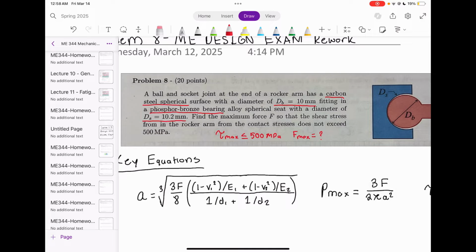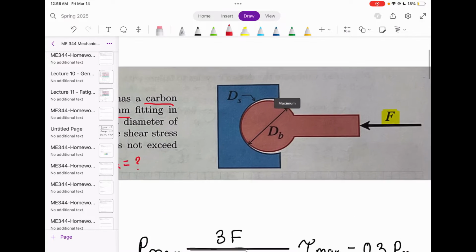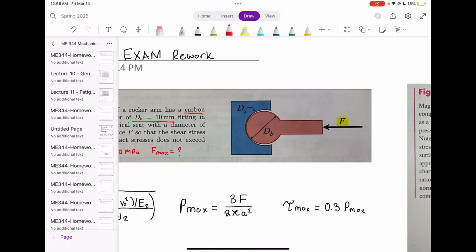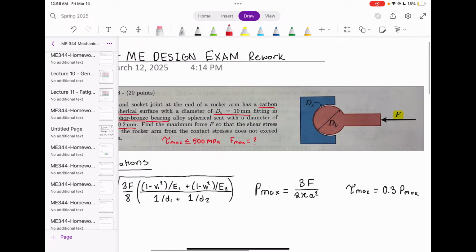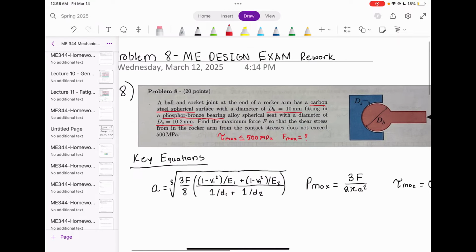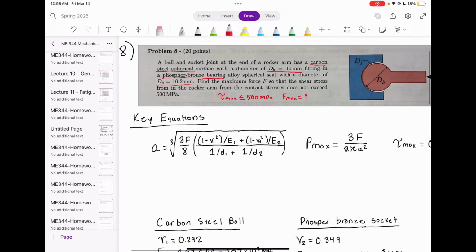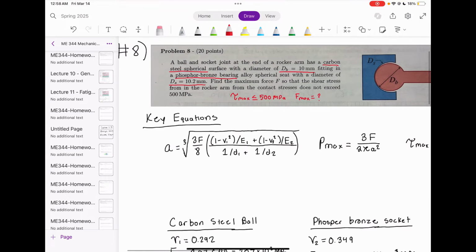Now we understand that it is a contact stress problem, since the two spherical surfaces are in contact with each other. With that understood, we can come down here to the key equations that we can use.